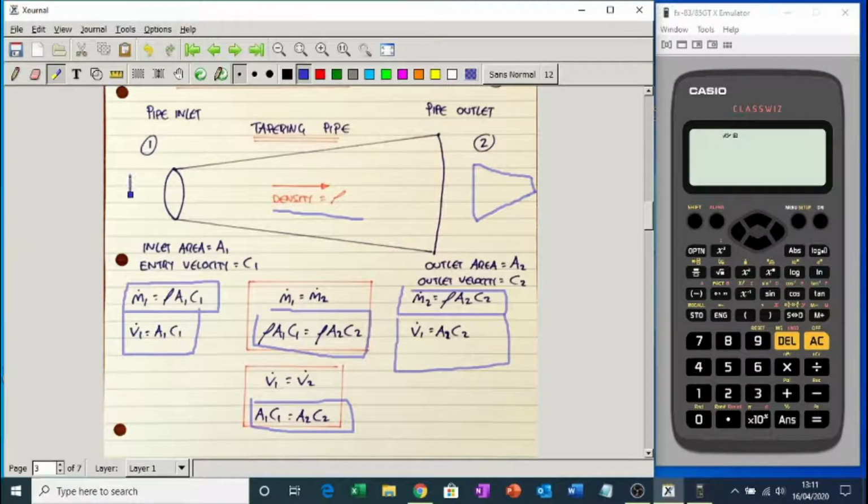So we know that the mass flow rate here has got to equal the mass flow rate over here, because it's constant. We also know that the volumetric flow rate here has got to equal the volumetric flow rate over here. Continuity equation.